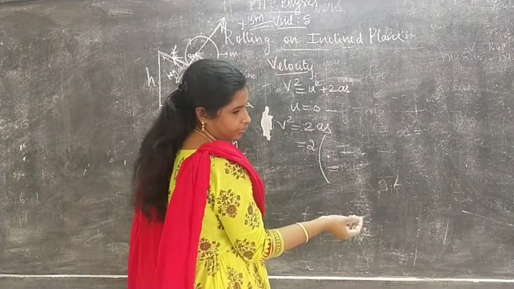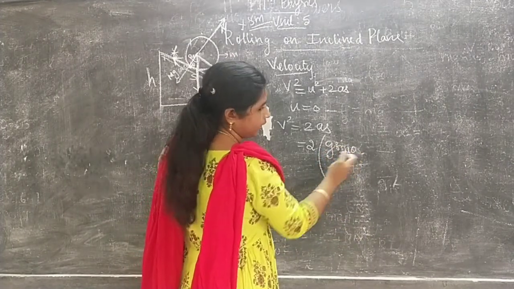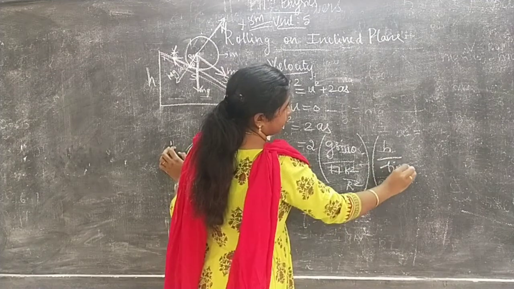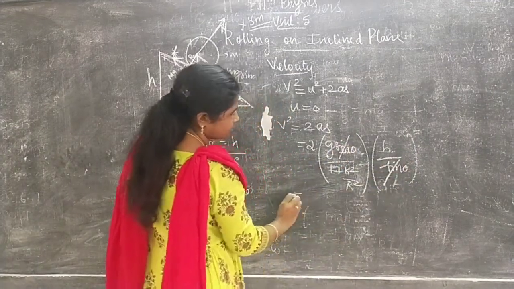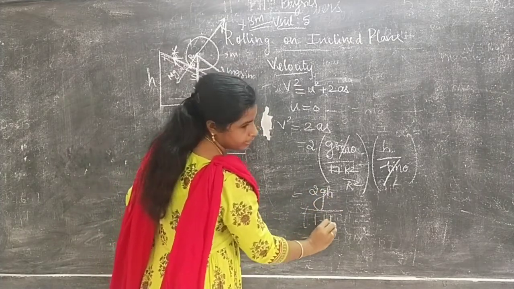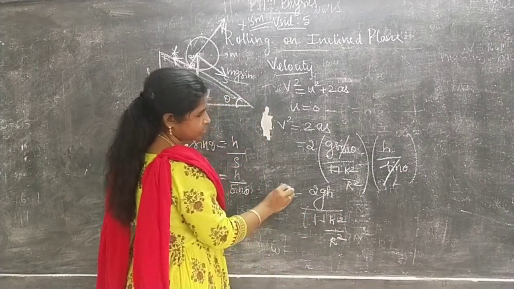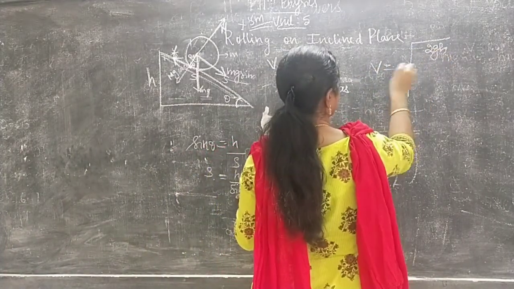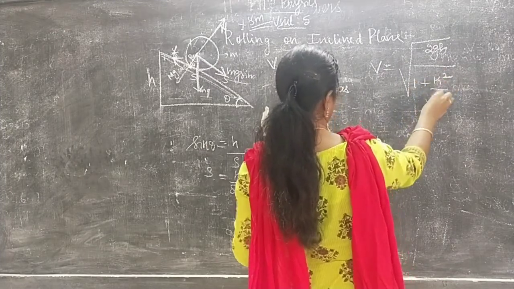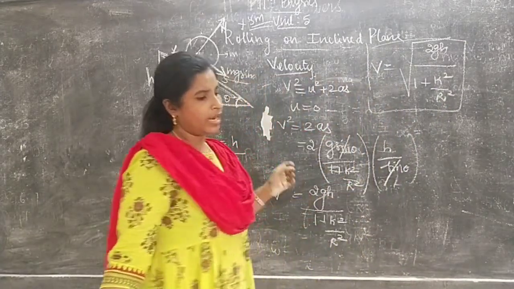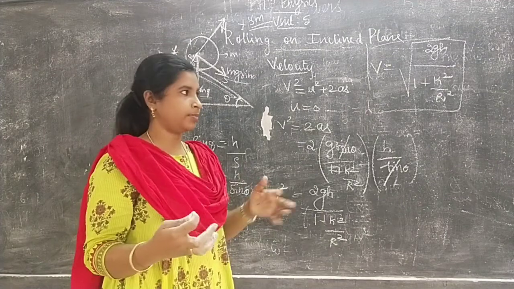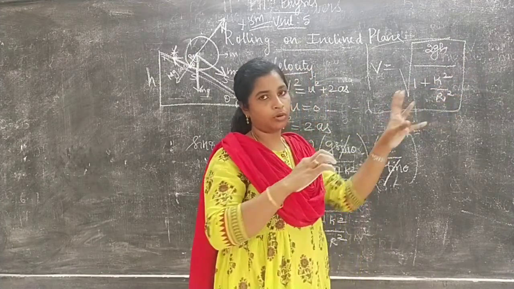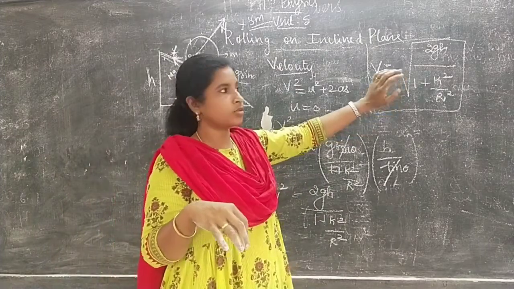2 into acceleration, which we have already calculated, that is g sin theta by 1 plus k square by r square, into the value of s, h by sin theta. The sin theta cancels, so the answer is 2gh by 1 plus k square by r square. So this is v square. If you want v, take the square root. So v is equal to root of 2gh by 1 plus k square by r square. This is the velocity of the particle. It depends upon the acceleration, the height, and the radius of the particle. Okay, so this is the velocity.